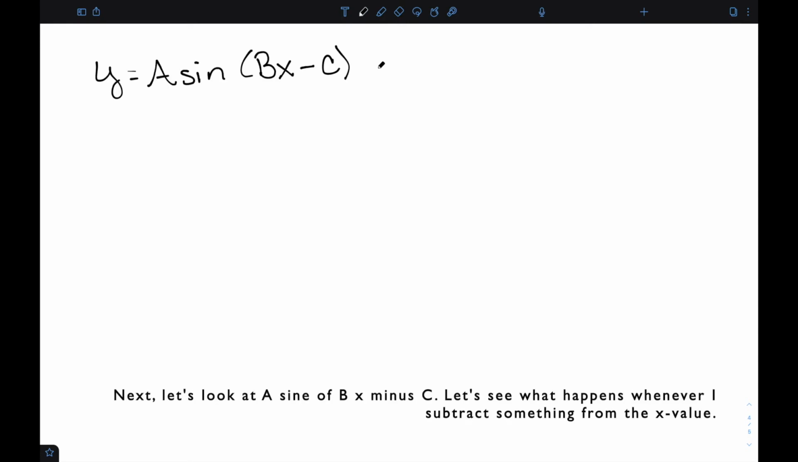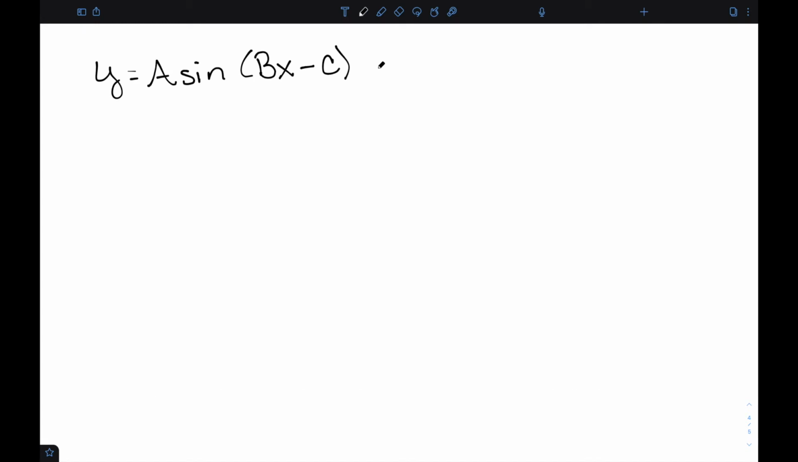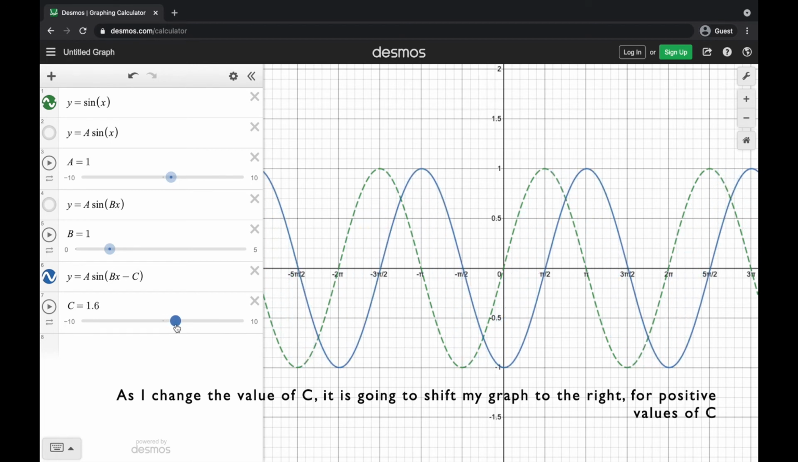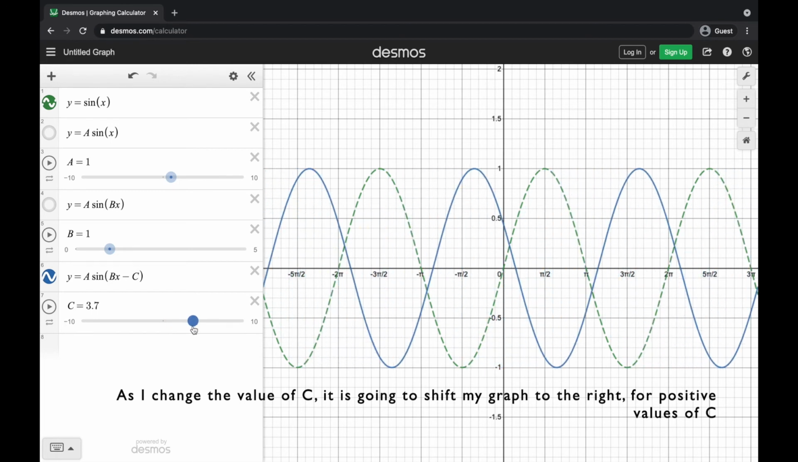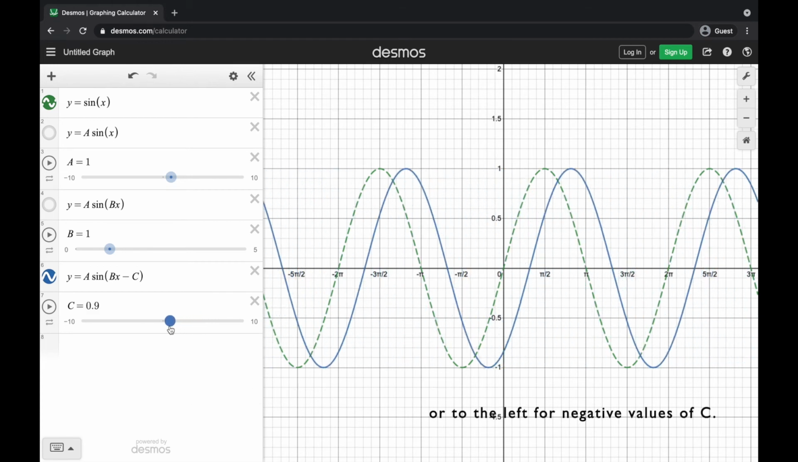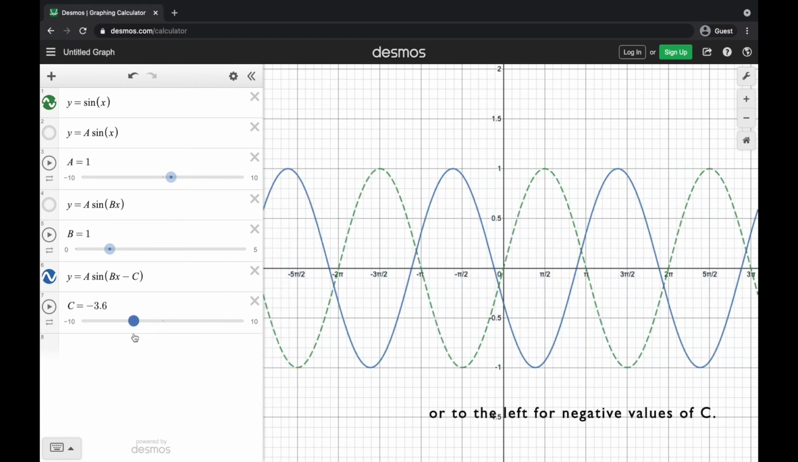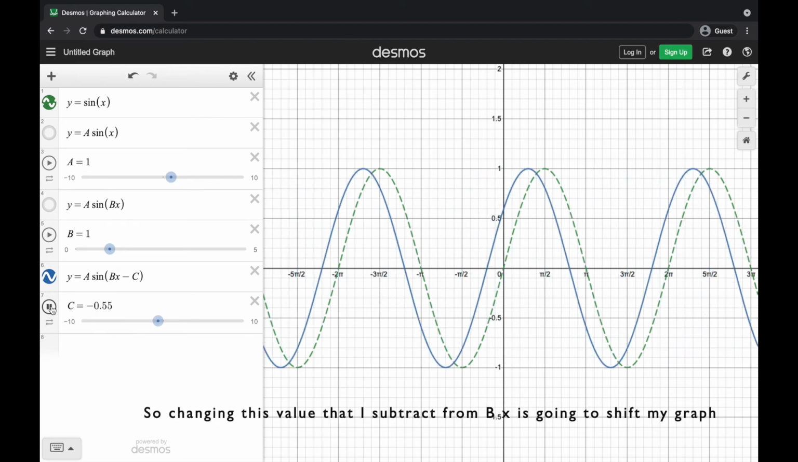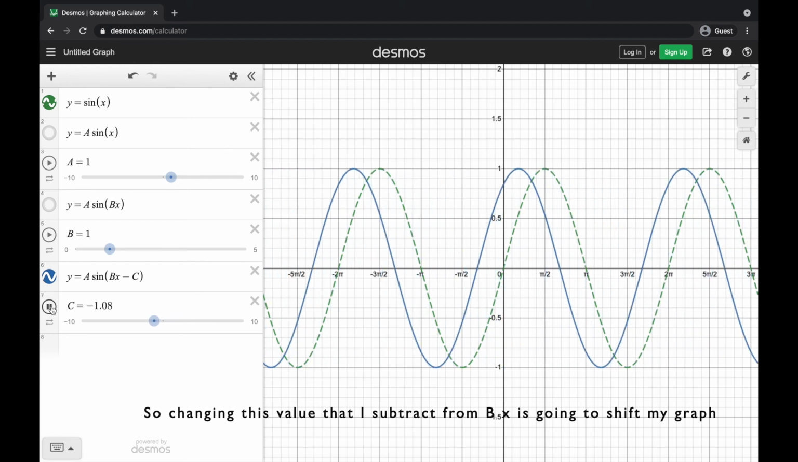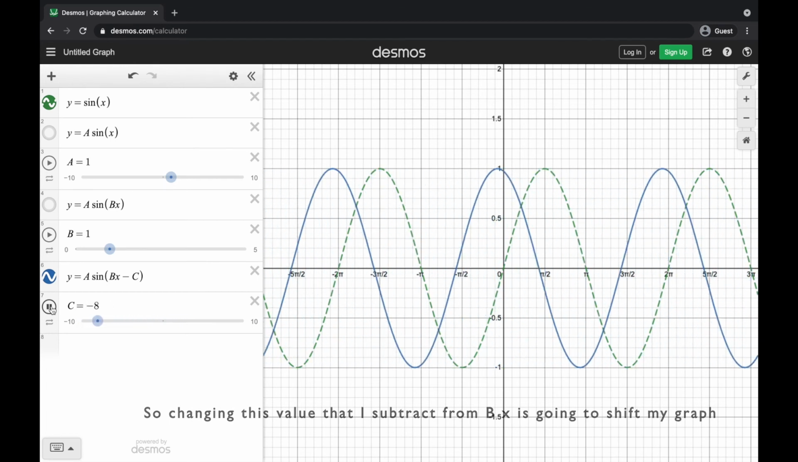Next, let's look at a sine of bx minus c. Let's see what happens whenever I subtract something from the x value. As I change the value of c, it's going to shift my graph to the right for positive values of c, or to the left for negative values of c. So changing this value that I subtract from bx is going to shift my graph.